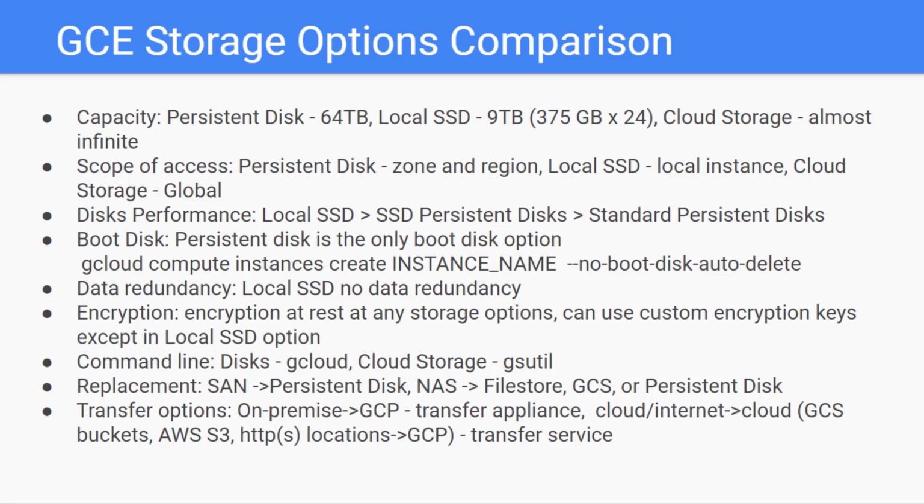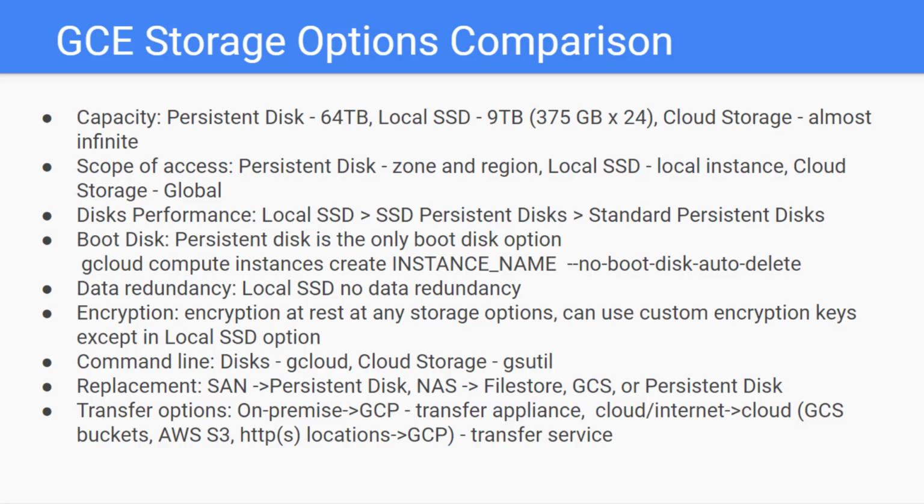NAS stands for Network Attached Storage. It's a single storage device that serves files over Ethernet. So you can choose either Filestore, Google Cloud Storage, or persistent disk for NAS. The cost-effective option should be Google Cloud Storage. If you need to mount file shares on clients in a remote network, then use Filestore to achieve this.